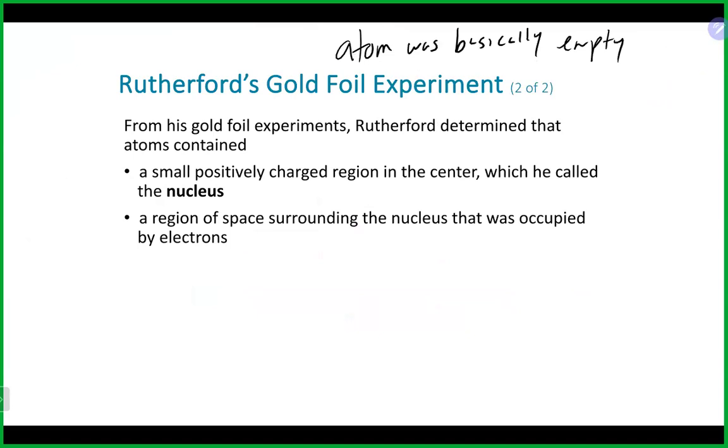And basically, what they said was the atom was basically empty space. And that is why they can account for those particles just sailing through with no problem, because frankly, they didn't hit anything. So nothing got in their way. They just sailed right through. It also had a very dense positive core, which they call a nucleus.